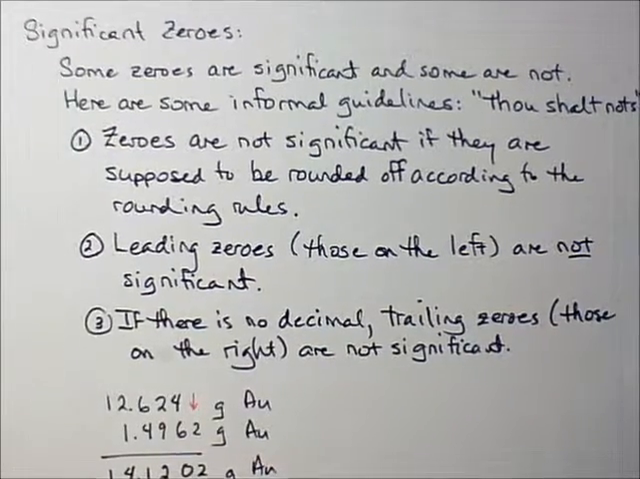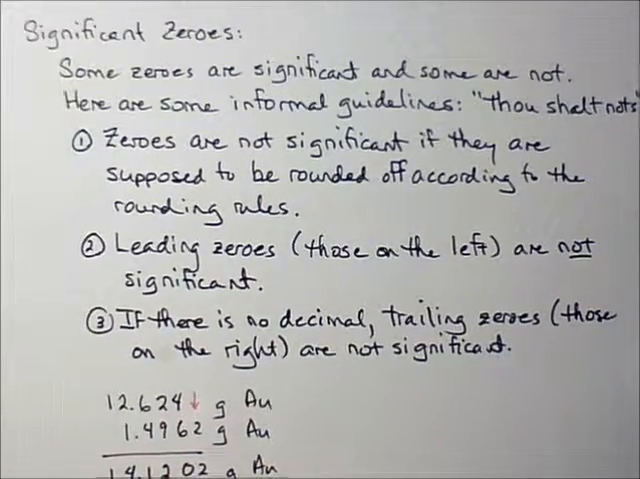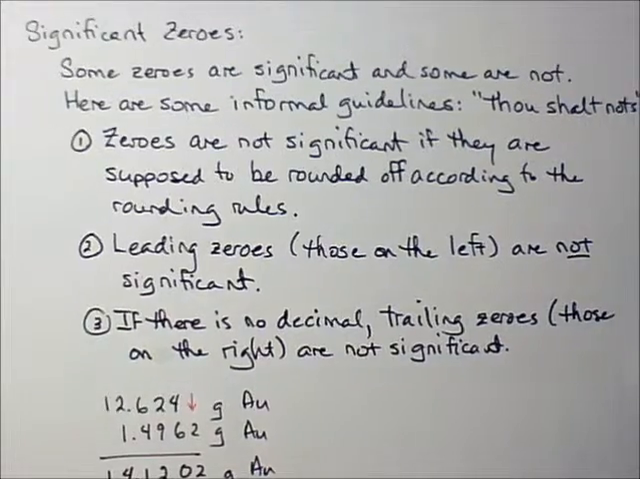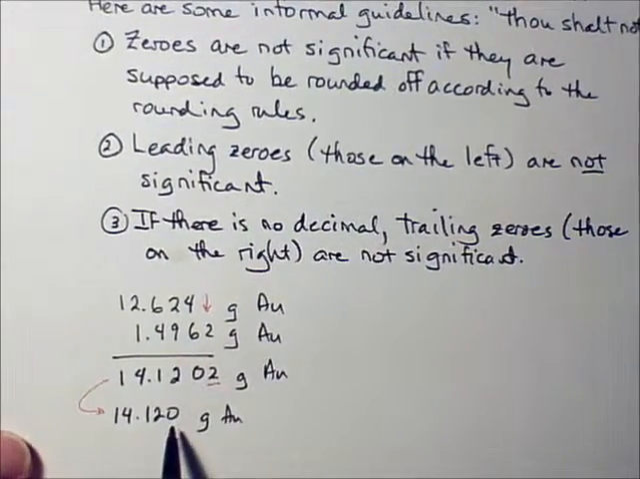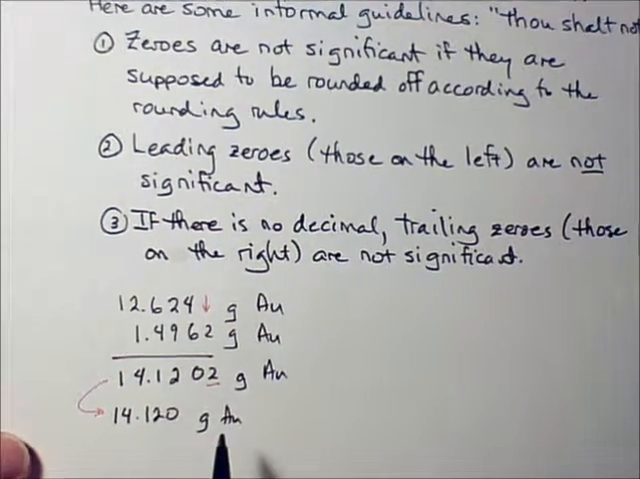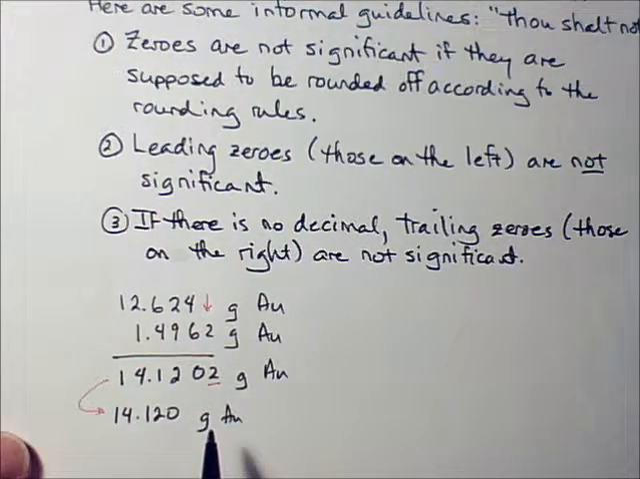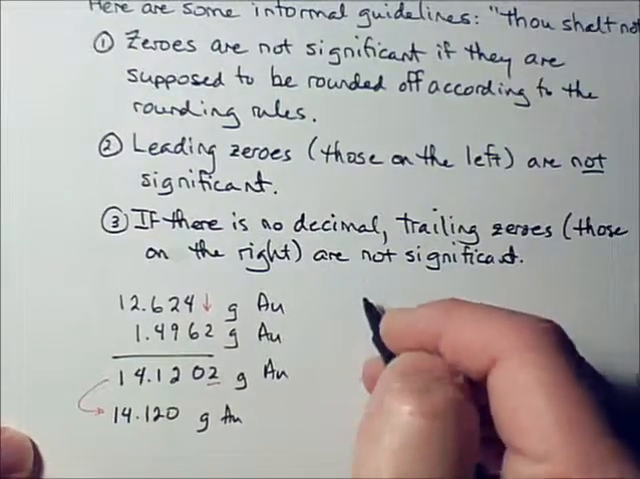So 14.120 grams of Au. That zero is significant. Oh, I'm sorry. That zero is significant. Okay? We didn't round it off. Got it? All right.